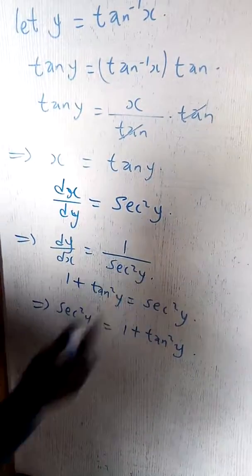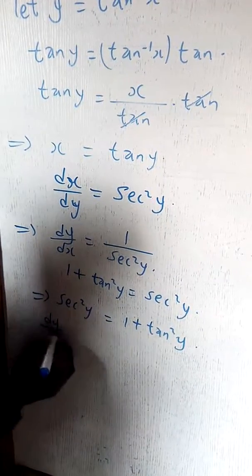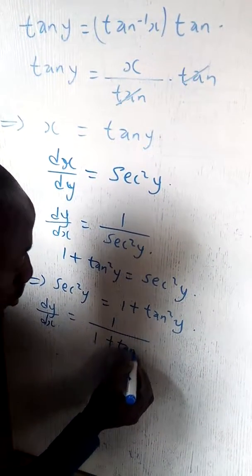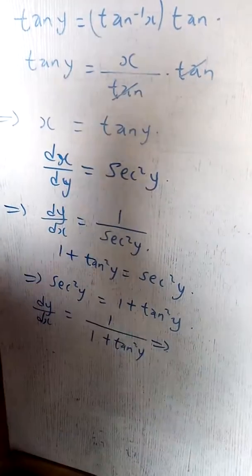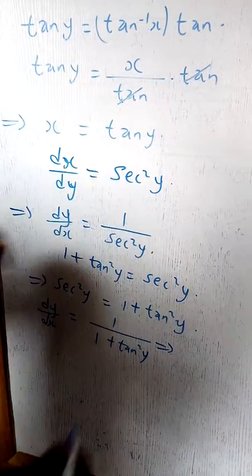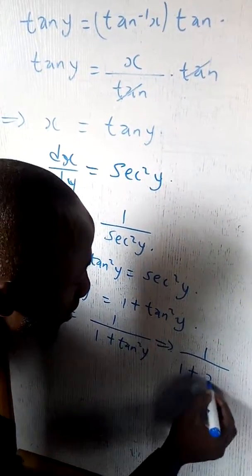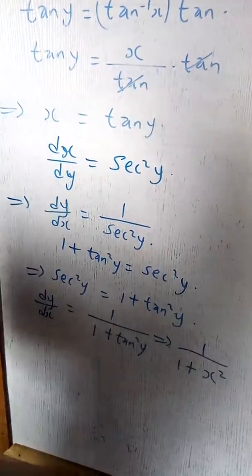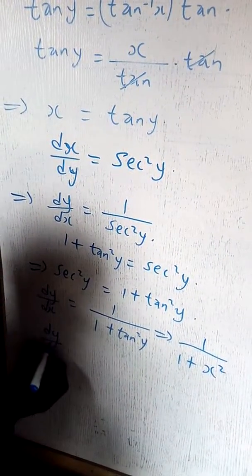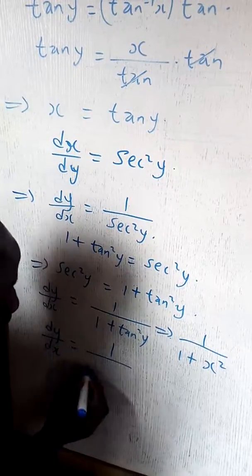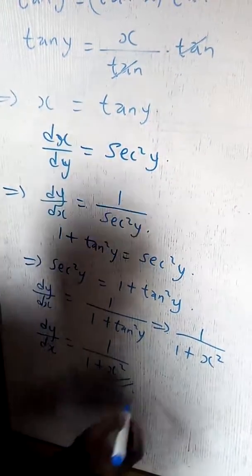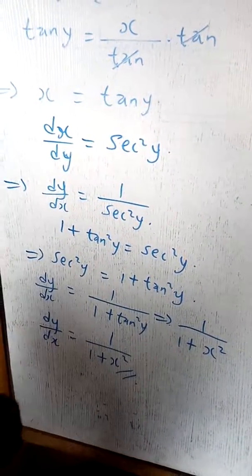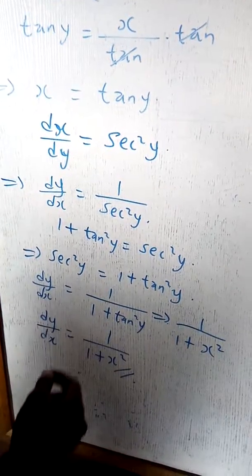Then we can introduce this here by saying our dy/dx is now equal to 1 over 1 plus tan square y. And this can be further broken down. We are given tan x equals tan y, so tan square y is going to be equal to x squared. Then finally dy/dx is going to give us 1 over 1 plus x squared. So the derivative of the inverse of tan is 1 over 1 plus x squared.